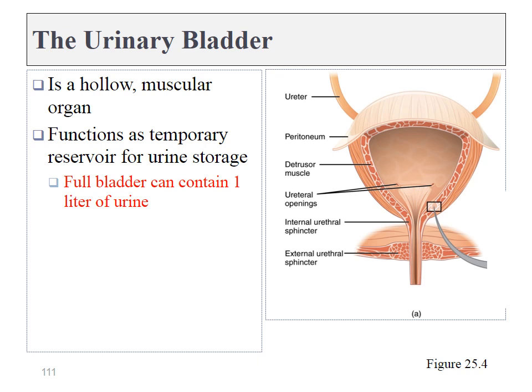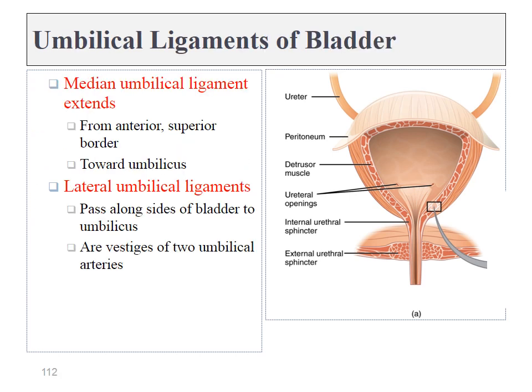The bladder has just one function, which is to temporarily store urine. It can store about a liter of urine at a time. Seems like that's been the answer for everything in this chapter, 1 liter. It's anchored into the pelvic cavity by a number of ligaments.